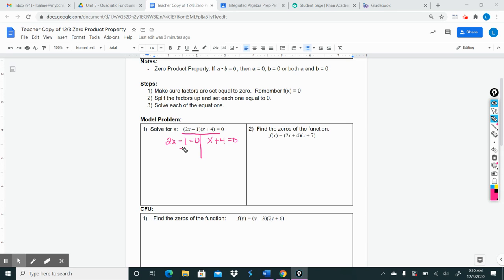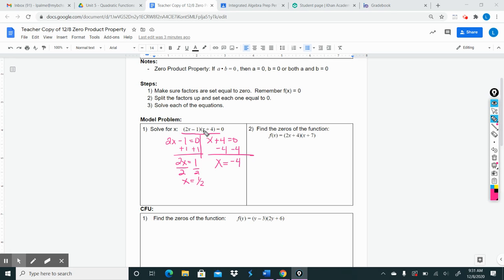So on the left-hand side, we're going to add 1 to both sides. And we get 2x equals 1. Divide by 2. We get x is equal to 1/2. On the right-hand side, we're going to subtract 4 on both sides. And we get x is equal to -4. So the lesser value of x is -4. The greater value of x is 1/2.